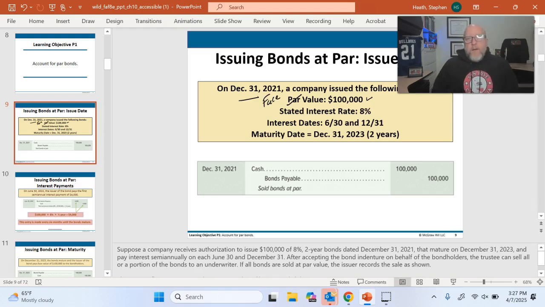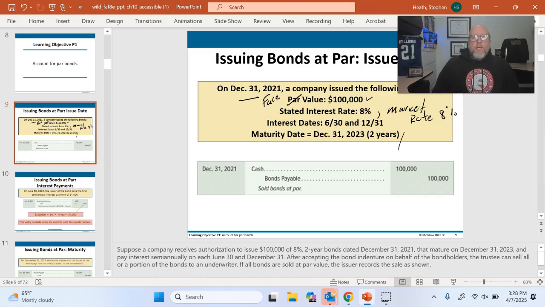The face value of the bond is 100,000 and we are issuing it at par, which means the stated rate and the market rate are the same, right? So the market rate is also 8%. That's the way that I would think about this, right? We're going to pay interest semi-annually, so we'll pay on June 30th and then again on 12/31. And then the maturity date is 2 years from now, okay?